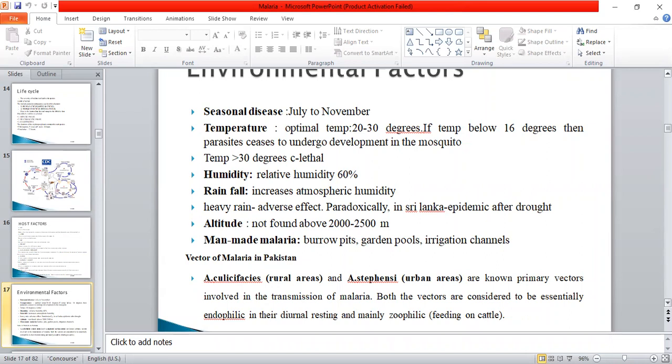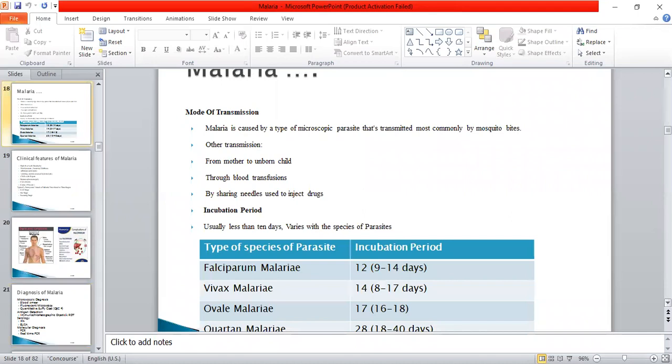Time of biting: it can vary. Most Anopheles mosquitoes bite at night, except the Aedes aegypti mosquito, which bites during sunset or sunrise. Anopheles mosquitoes have nocturnal feeding habits between dusk and dawn. If we see the mode of transmission, malaria is most commonly caused by the bite of the mosquito. Other transmission is from mother to child, through blood transfusion, or by sharing needles used to inject drugs, but these are very rare modes of transmission.